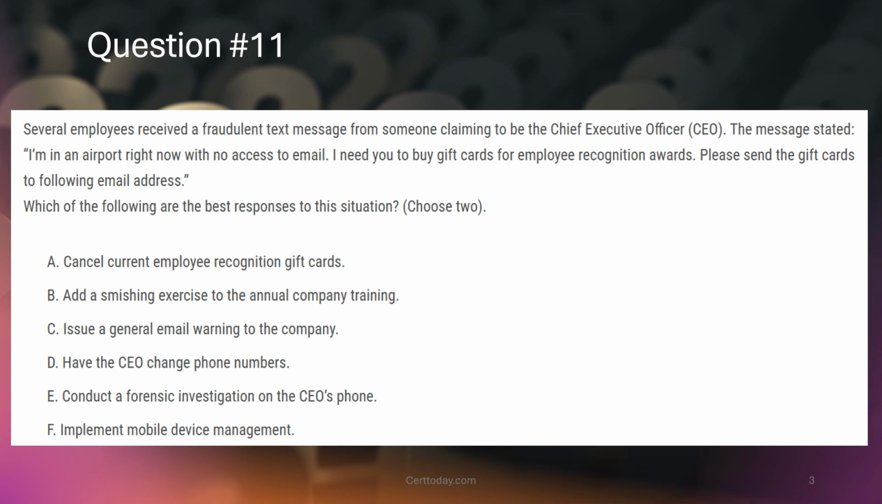Choose two. A, cancel current employee recognition gift cards. B, add a mission exercise to the annual company training. C, issue a general email warning to the company. D, have the CEO change phone numbers. E, conduct a forensic investigation on the CEO's phone. Or F, implement mobile device management.